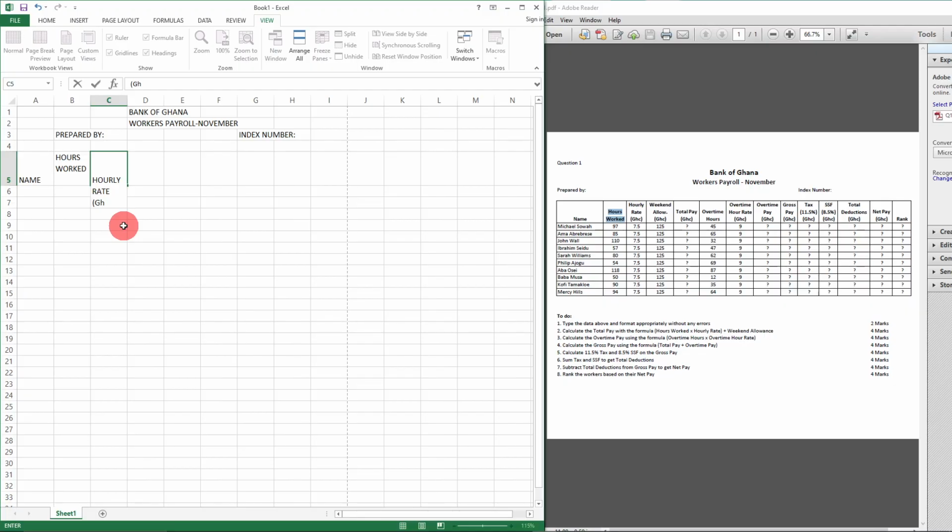So for the cedi sign, you press Alt and then you press 1, 5, 5. So it's Alt 155. You will get a cedi sign. Okay, so let's move on to the next one.